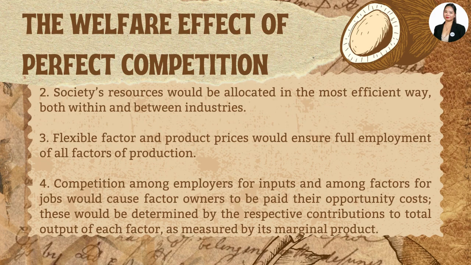Second, society's resources would be allocated in the most efficient way both within and between industries. Third, flexible factor and product prices would ensure full employment of all factors of production. Competition among employers for inputs and among factors for jobs would cause factor owners to be paid their opportunity costs. This would be determined by the respective contributions to total output of each factor as measured by its marginal product.